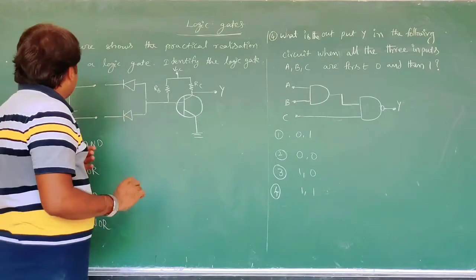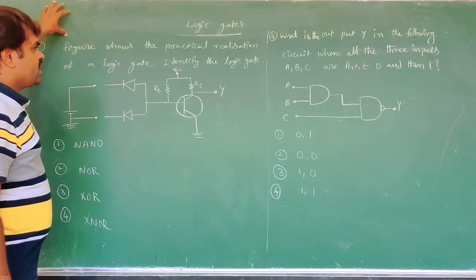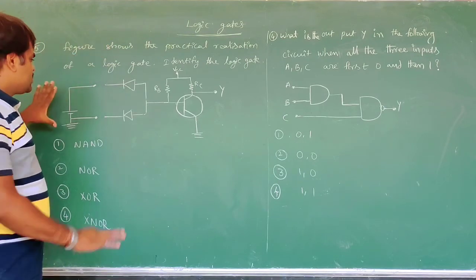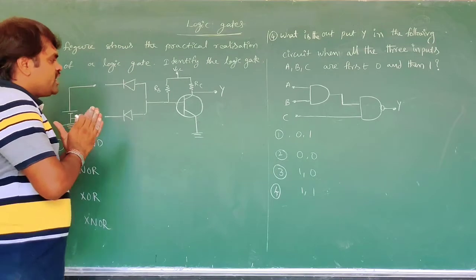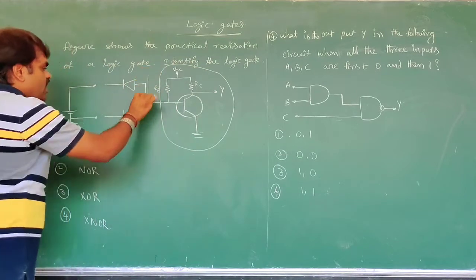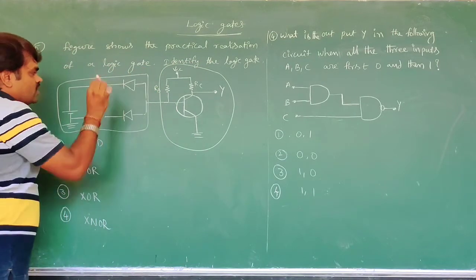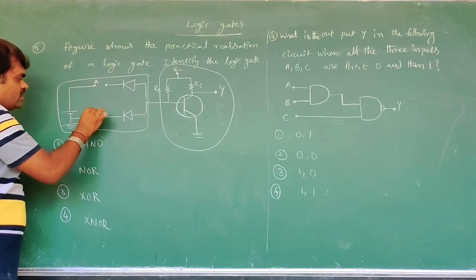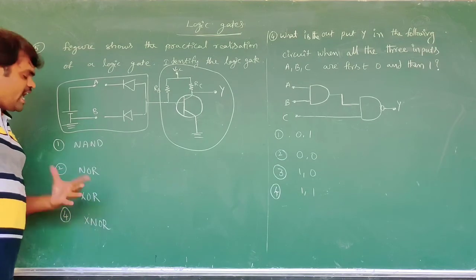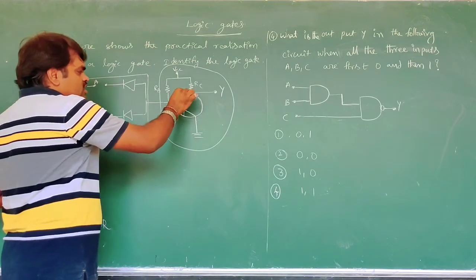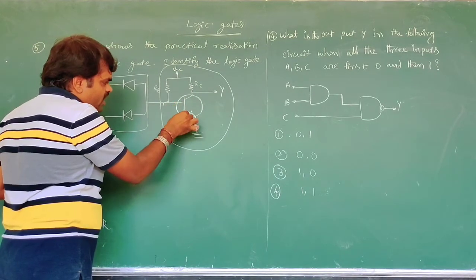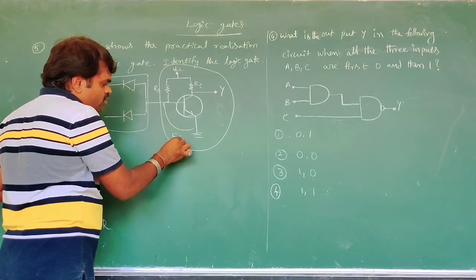Now the fifth one. The figure shows the practical realization of a logic gate. Identify the logic gate. See, this is given. You can observe the transistor here, and in this part the diode circuit. Clear? What are the options they have given? NAND, NOR, XOR, XNOR.